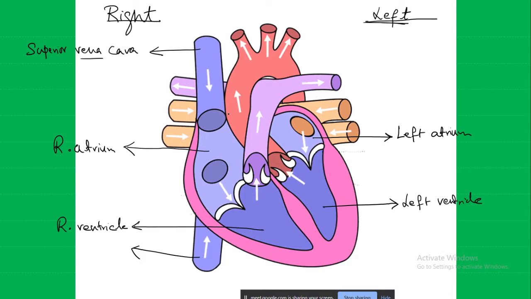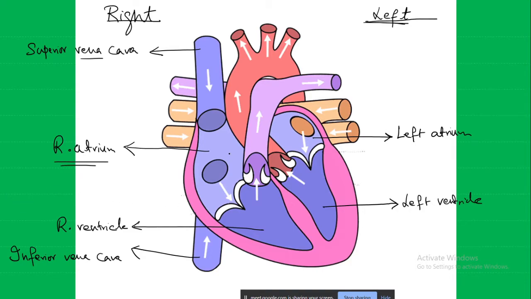It is a really large vein. And here, the lower one is known as the inferior vena cava. Both of them are very thick veins. The inferior vena cava brings the deoxygenated blood from the lower part of the body, whereas the superior vena cava brings the deoxygenated blood from the upper parts of the body. And where is it going to enter? Which chamber? Right atrium.